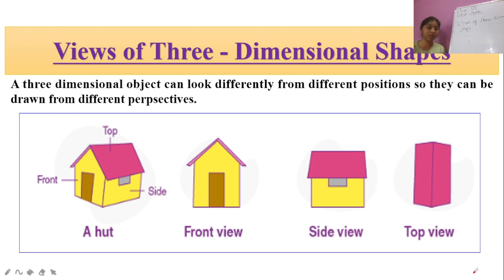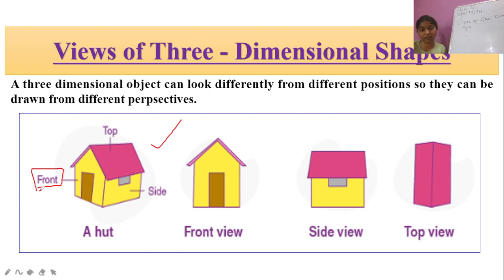So let's firstly understand what a three-dimensional object is. Three-dimensional objects can look different from different positions, so they can be drawn from different perspectives. So we have a hut, and we have three types of views here in front of you: first is top, front and side.